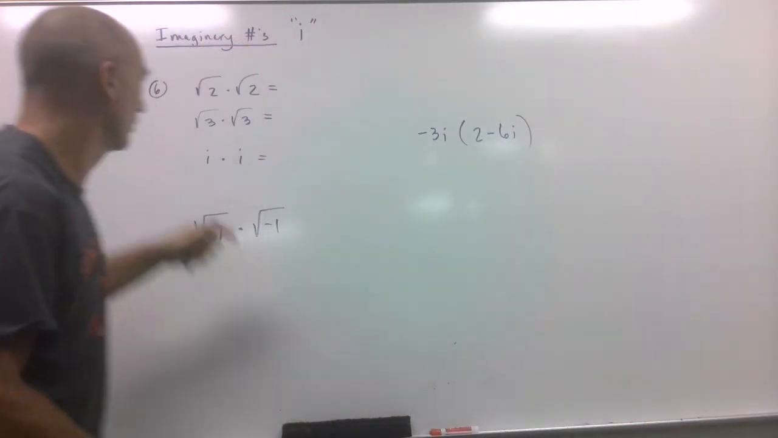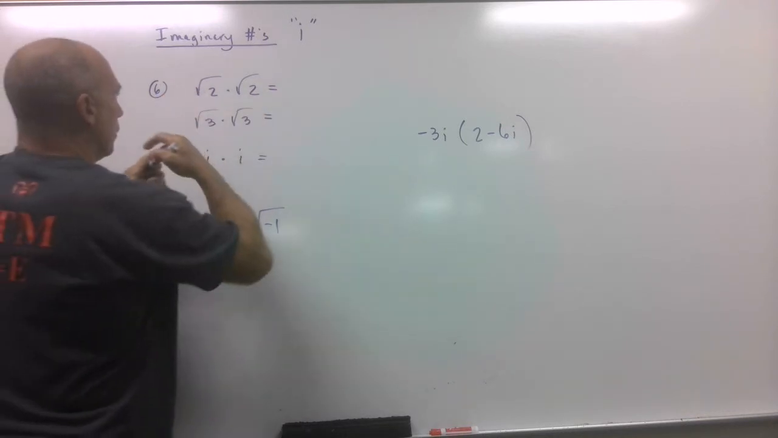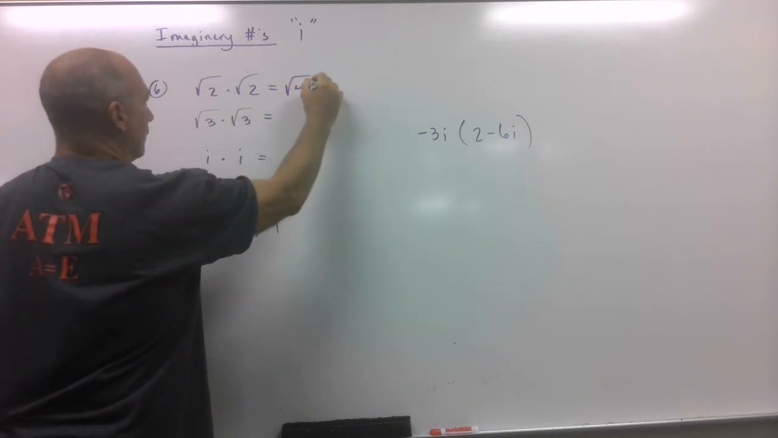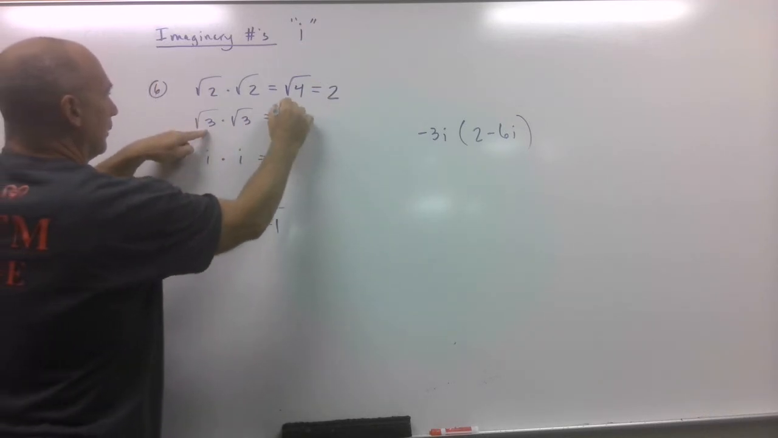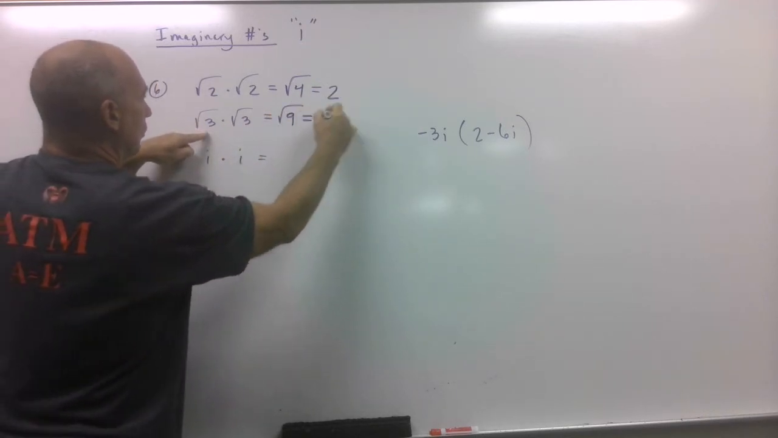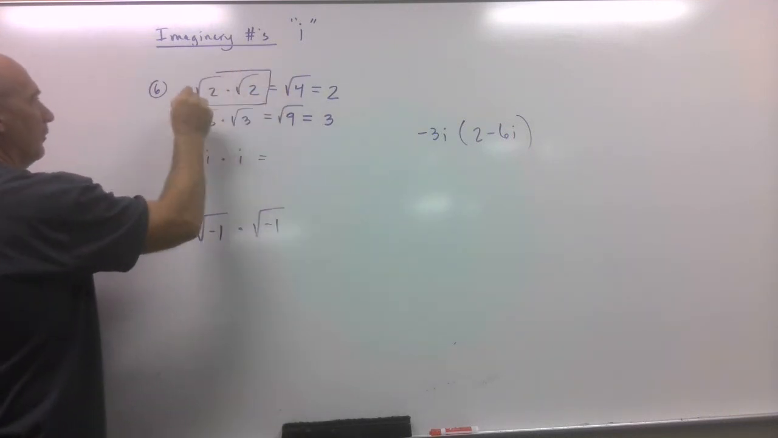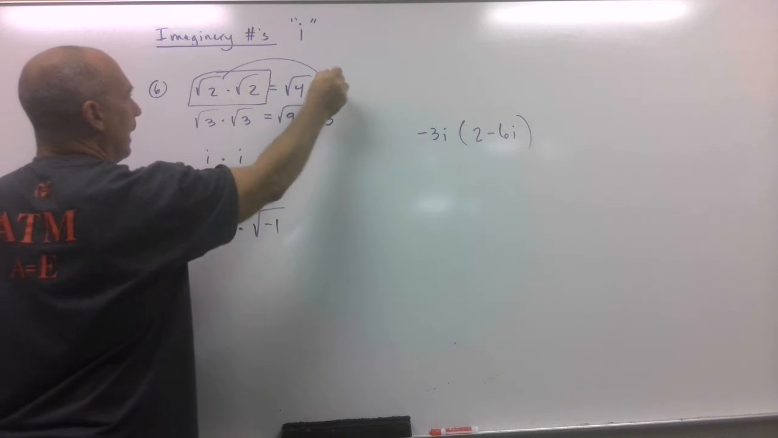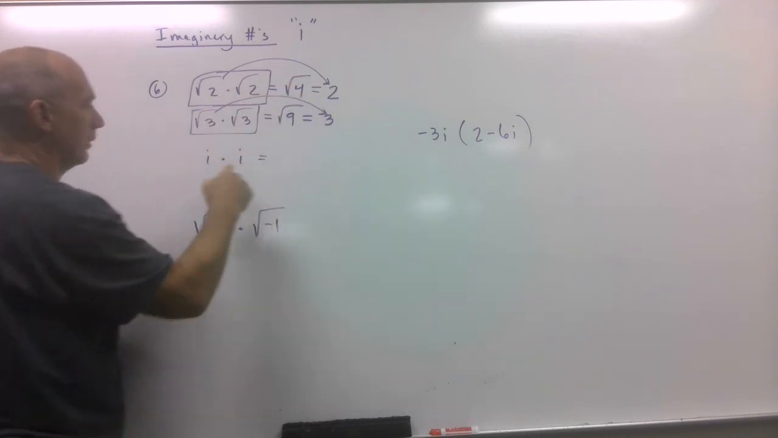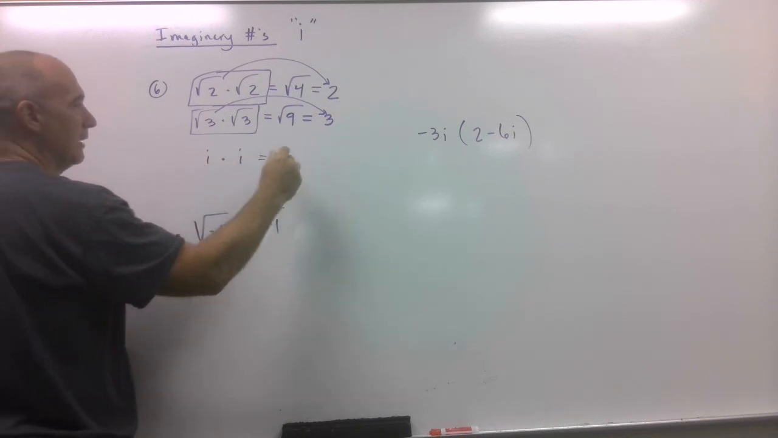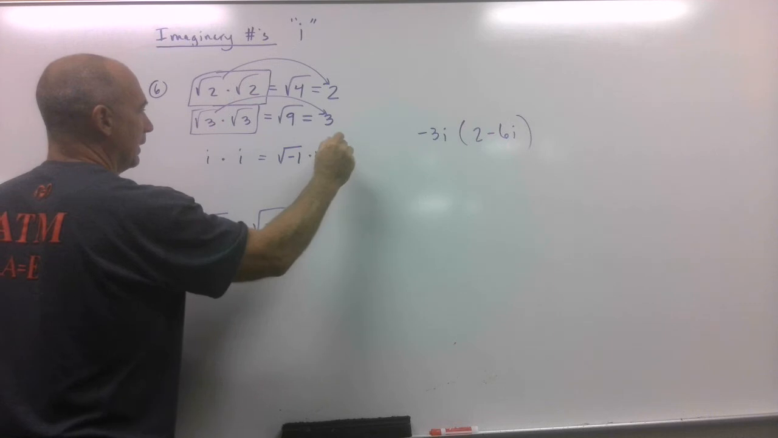Here we go. Square root of 2 times the square root of 2, I said you can blend those or actually multiply them. So we get the square root of 4, which is 2. Square root of 3 times the square root of 3 is the square root of 9, which is 3. Now, one thing I tell my students is if you square a square root, the roots fly off. Now look at this, i times i. Isn't that just the square root of a negative 1 times the square root of a negative 1?